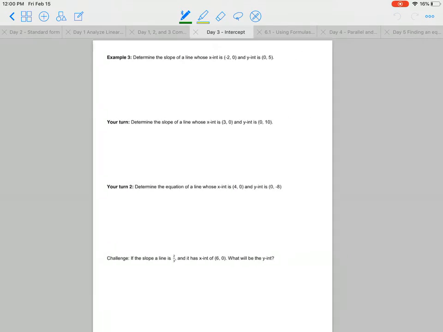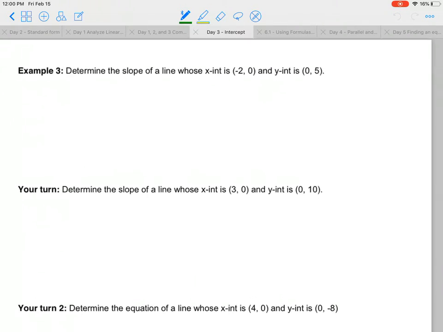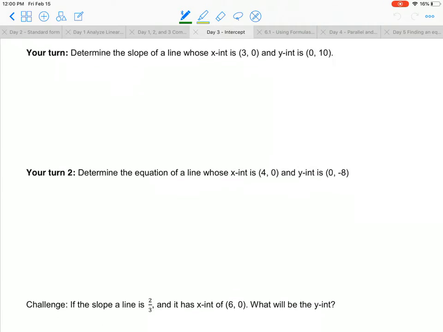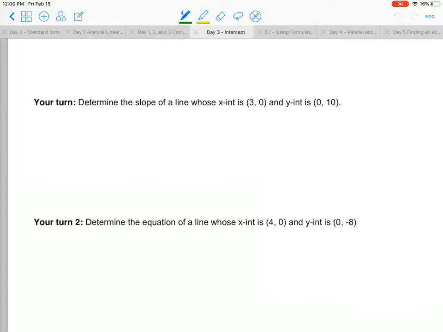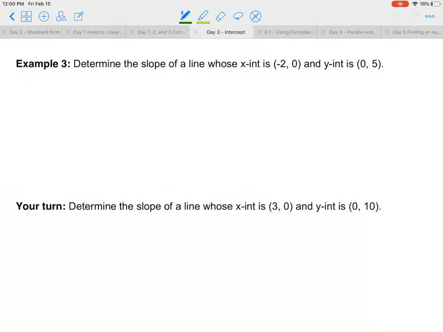Okay, so then we have the last page. So for this example, it has your turn, 3 of them, actually 2 of them, and there's a challenging question. Now it says, determine the slope of a line whose x-intercept is negative 2 comma 0 and y-intercept is 0 comma 5. Now the method is pretty much the same.